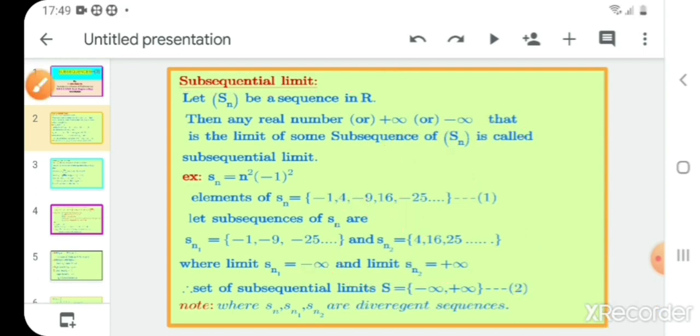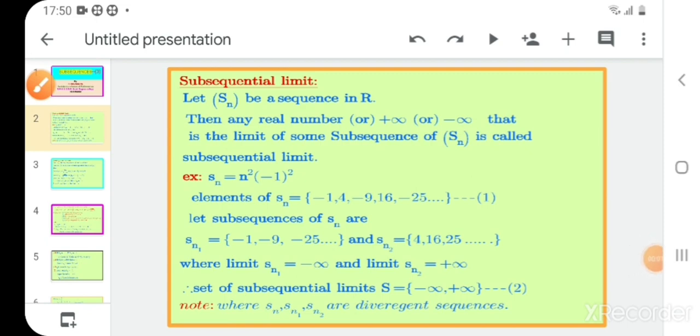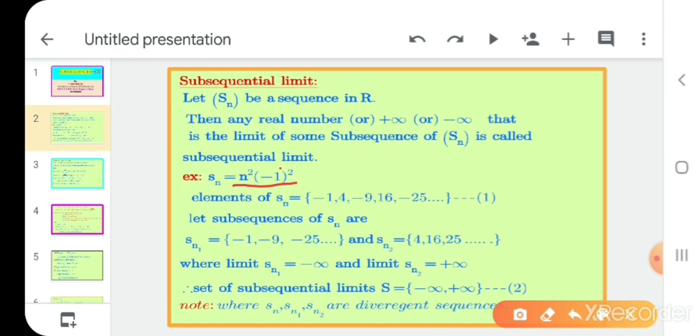See here, one example. Sn equals n square into minus 1 whole power n. What is the sequence here? Sn equals n square into minus 1 whole power n, where n is the power, not square. What are the elements of Sn? First we take 1, substitute 1 in n's place. What do we get? 1 square into minus 1 whole power 1, which is minus 1.